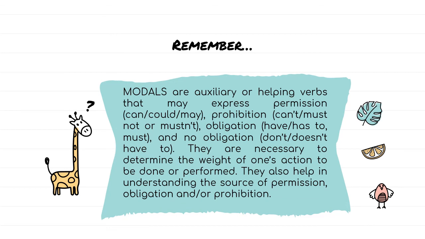So, what should you remember about this lesson? Do not forget, modals are auxiliary or helping verbs that may express permission, like can, could, and may. Prohibition, can't, or must not, or mustn't. Obligation, like have or has to, and must. And no obligation, like don't or doesn't have to.